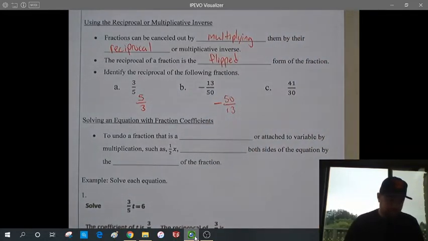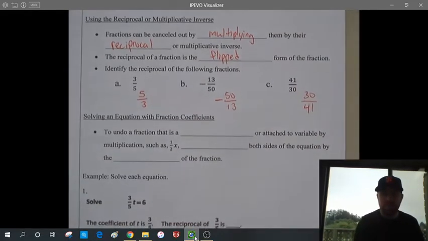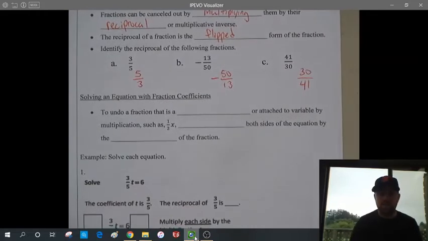But in this case, it'll still be negative, and 50/13 then for its reciprocal. And here we have 41/30, reciprocal of that, 30/41. Okay, so now where we're going to use this is, as we were stating a minute ago, when we're solving equations with fractional coefficients. So the coefficients, the number in front of the variable, is a fraction.